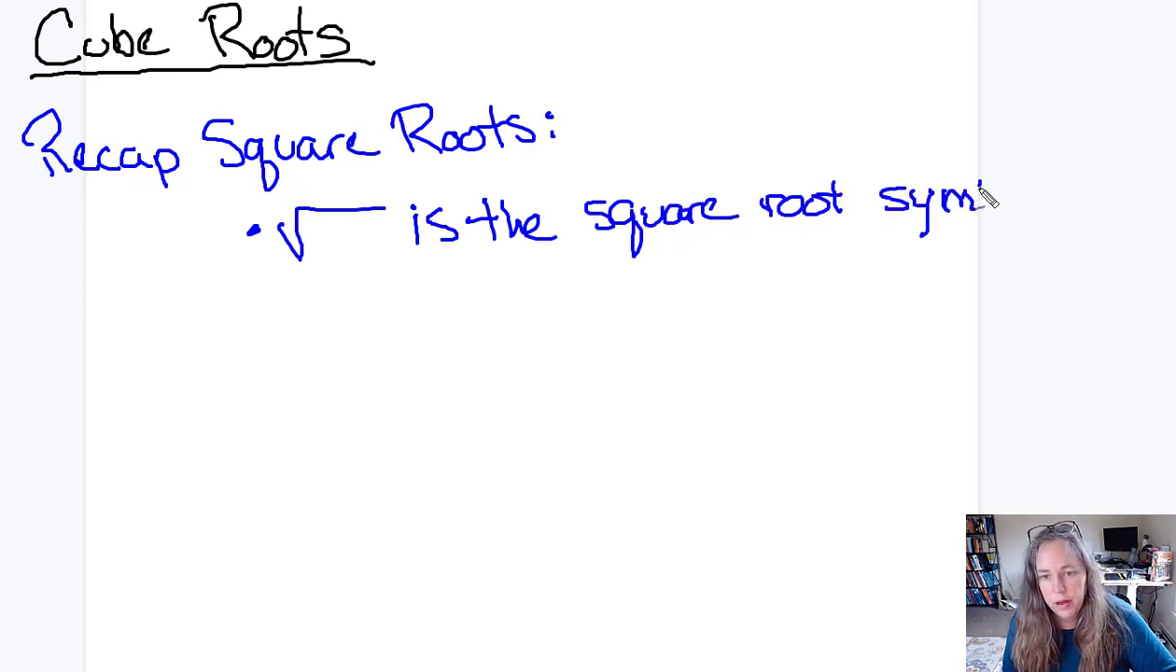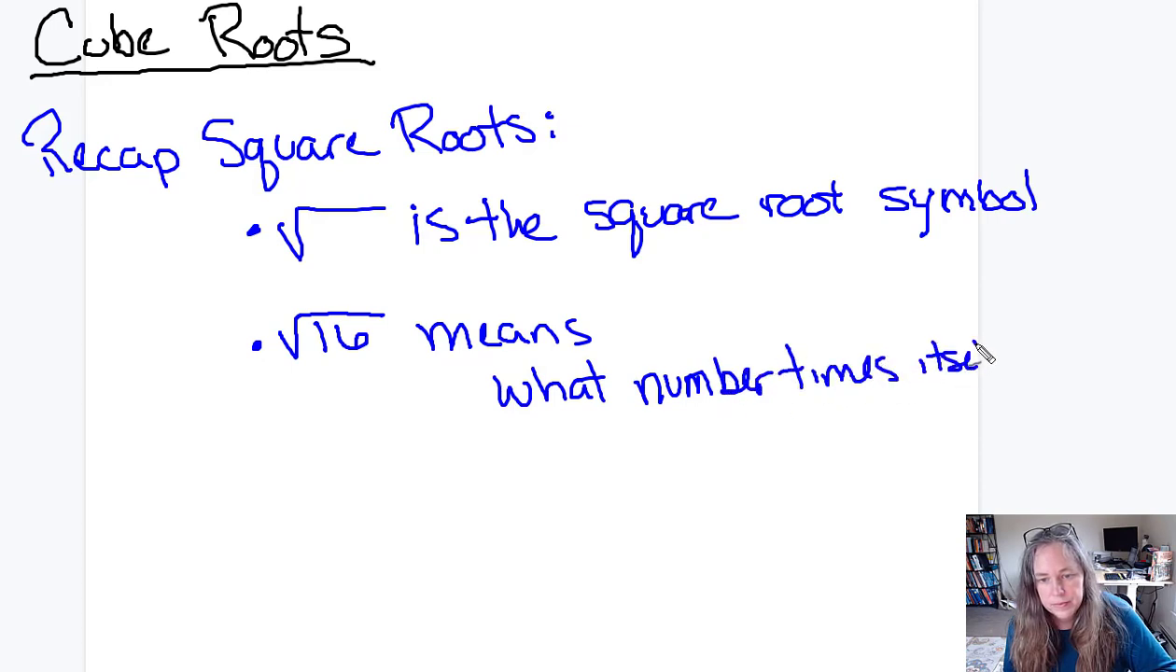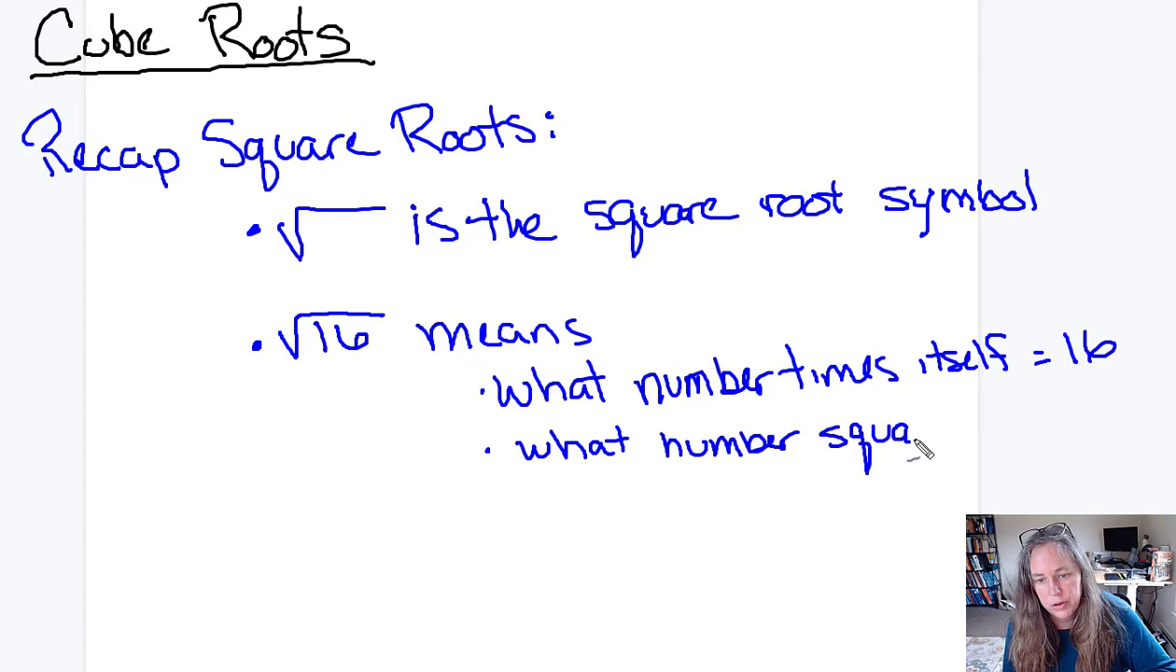And there's more than three ways that we can think about it, but there are three ways that I gave us to think about square root. So square root of, let's do 16, means what number times itself equals 16. Or you could think of it in terms of what number squared, or what number to the second power equals 16.